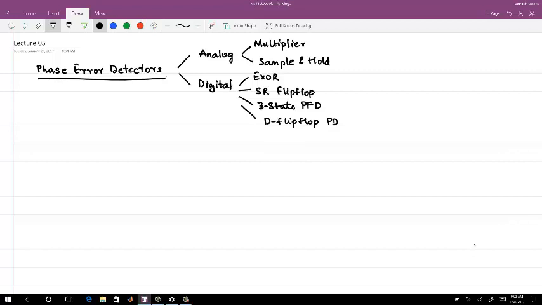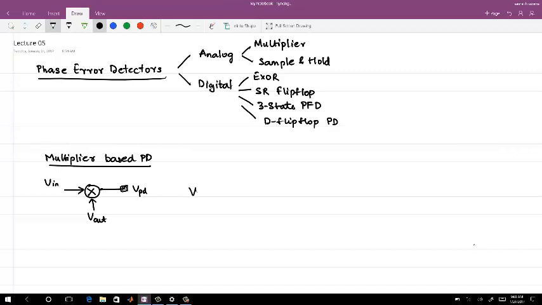So the first one is the multiplier based phase error detector, and I would say we have seen all of this. So the input signal is still a voltage, in terms of the actual signal which is being used. V out is the output of the PLL, and this multiplier output is V error, or let me just say this is VPD, the phase error detector output.